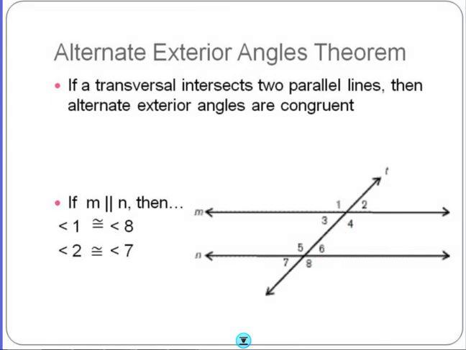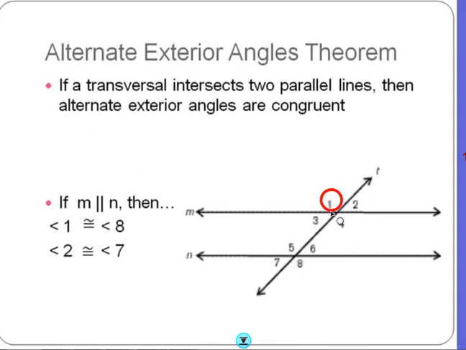Now we also have the alternate exterior angles theorem. If a transversal intersects two parallel lines, then alternate exterior angles are congruent. So we know line M and line N are parallel. So then alternate exterior, that's going to be angle 1 and angle 8, and they are congruent.